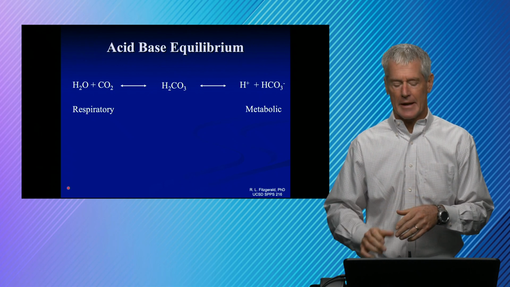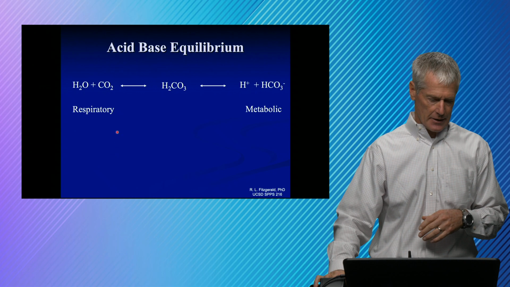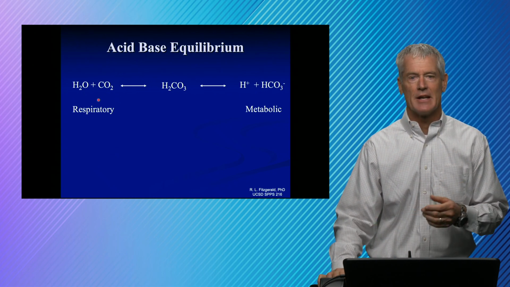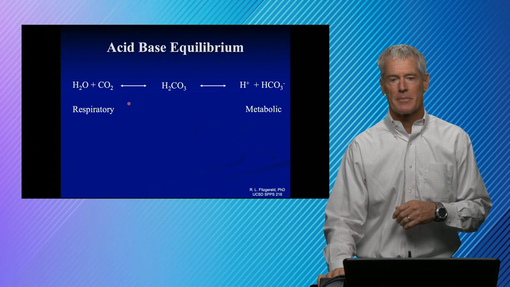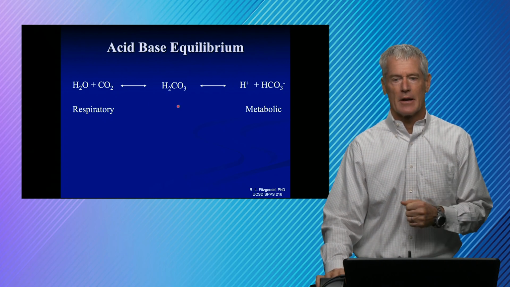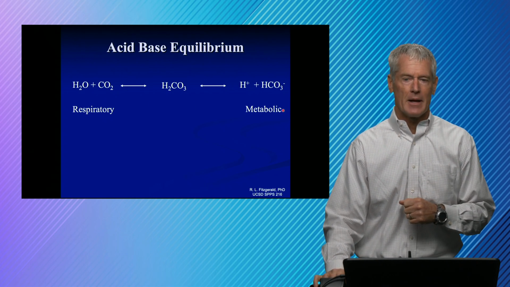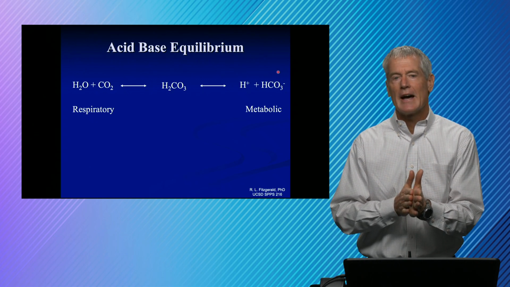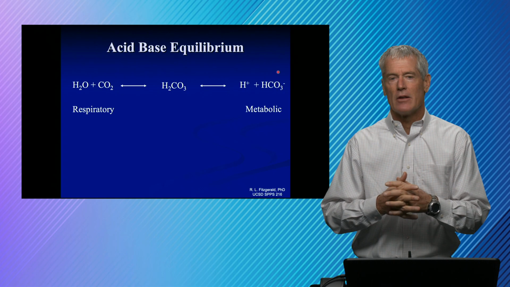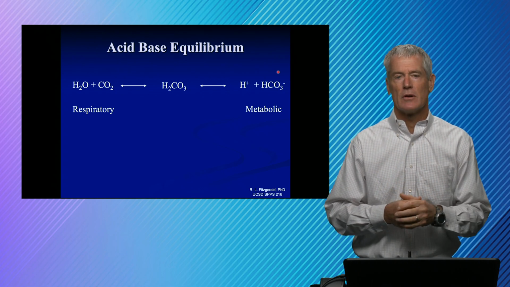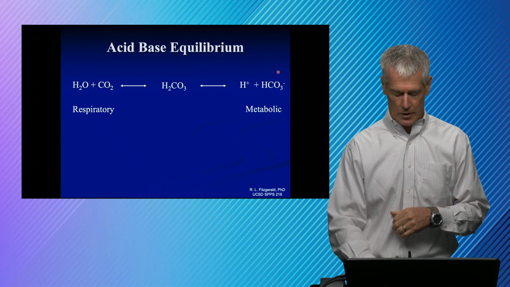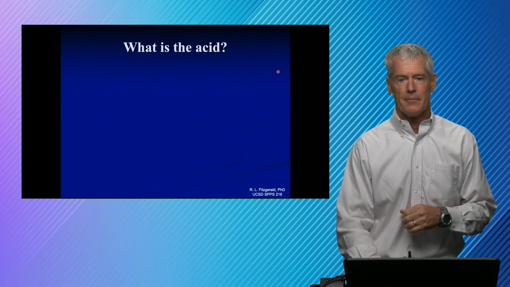So we think about it as the respiratory side when we're measuring CO2. So that makes sense. That's what we're inspiring, expiring, primarily expiring. And on the metabolic side, we look at bicarb. And so you get acid-base imbalances by either having too much PCO2 or not enough bicarb. And so we're going to sort of figure that out.